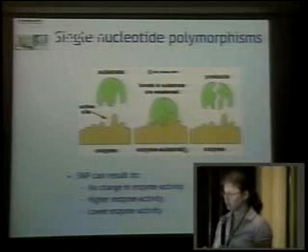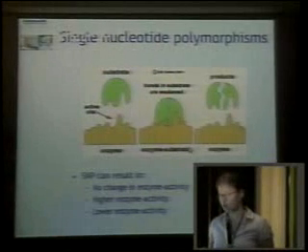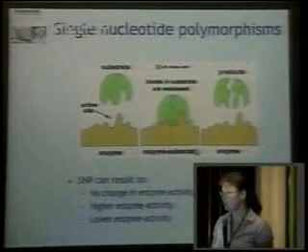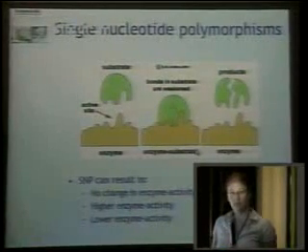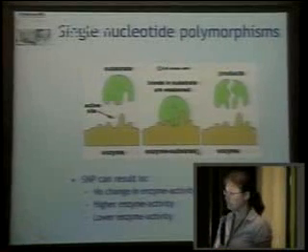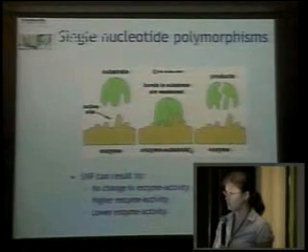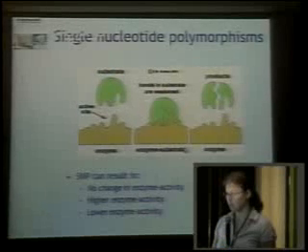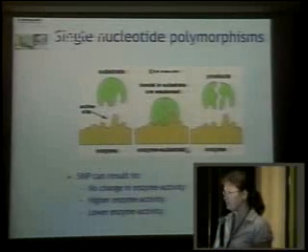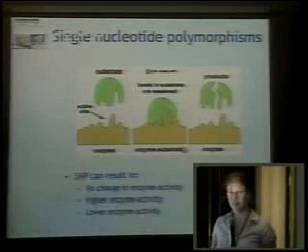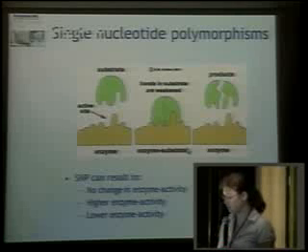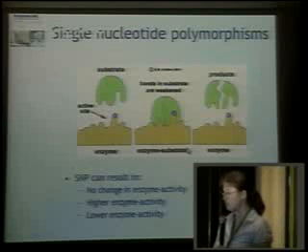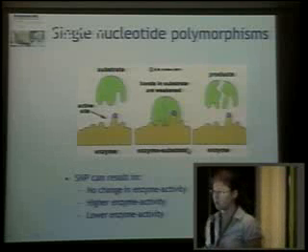Single nucleotide polymorphisms can result in no change in enzyme activity. That's, for instance, if the substitution didn't result in a difference in amino acid. So if there's no difference in amino acid, the enzyme is still unchanged. It could also result in a higher enzyme activity in case the substitution is beneficial for the enzyme, or in a lower enzyme activity. For instance, if the substitution was at this part of the enzyme, this interferes with the binding site of the substrate to the enzyme.